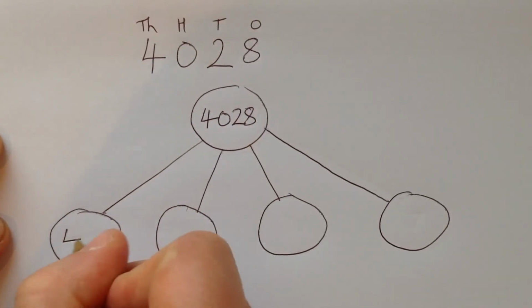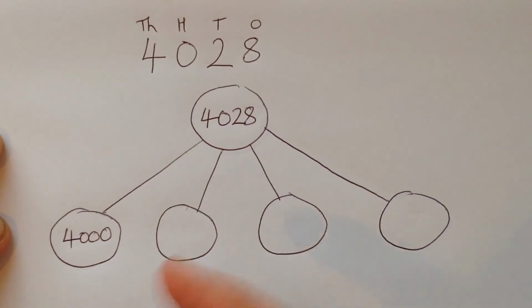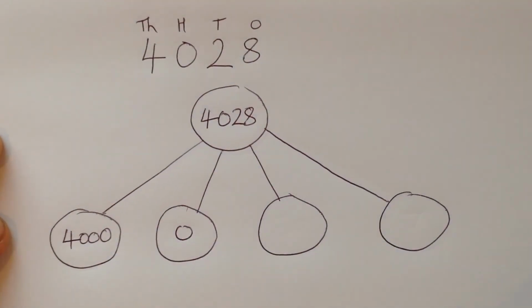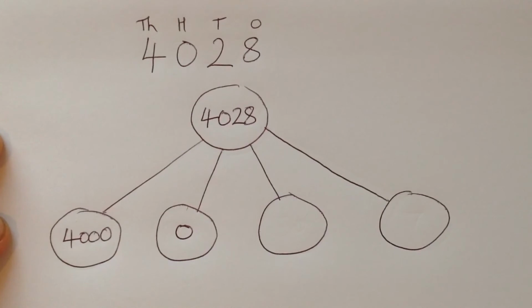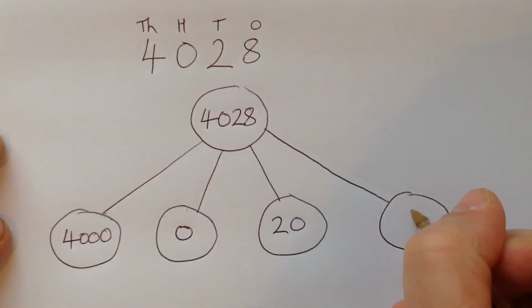So I've got my 4,000, nice and easy. But here's where I get tricky. I've got no hundreds, so I'm going to record it as a 0. There are no hundreds in there, so I don't need to put anything more than a single 0. I then have my 20, and I have my 8.